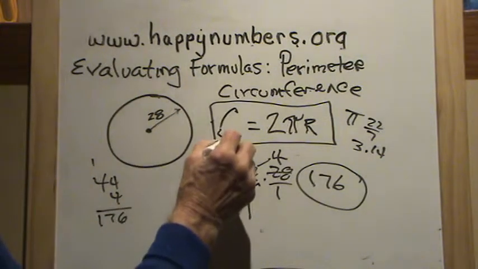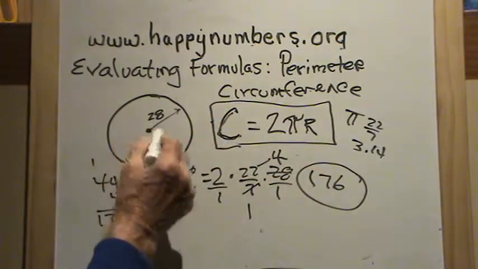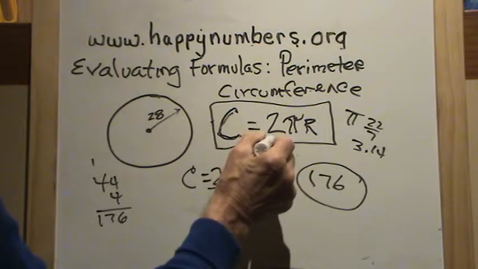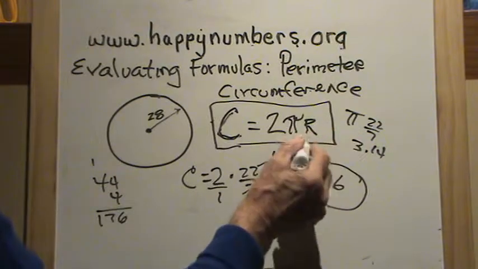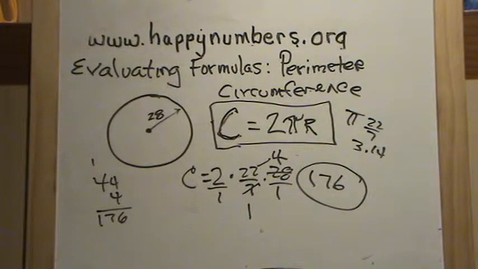Again, it's simply a matter of substituting the values that are given into the formula. In this formula, the number 2 is already there. We know what the number pi is, so all we need to do is know the radius. Well, okay, that's it for evaluating formulas that deal with perimeter or circumference. Thank you very much.